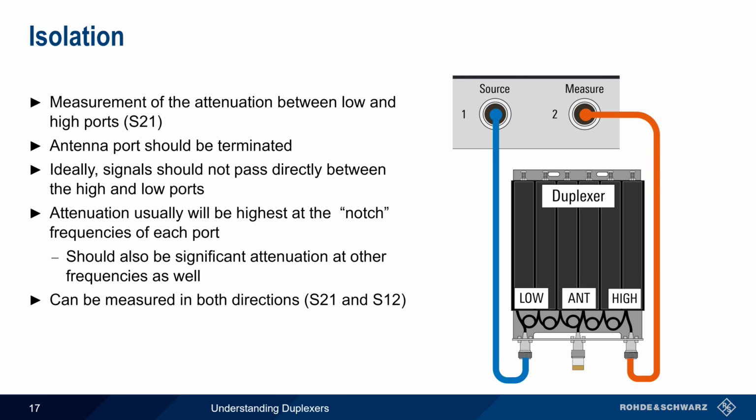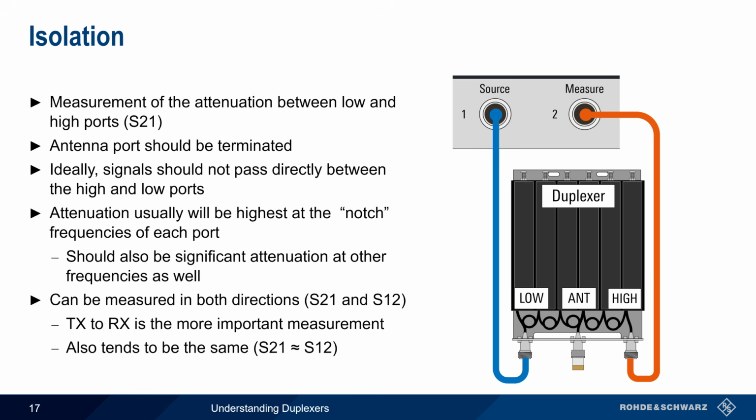Isolation can be measured in both directions, but transmit to receive is usually the most important measurement, since we're most concerned with keeping transmit power out of our receiver. In most cases, however, isolation measurements will be roughly the same in both directions.